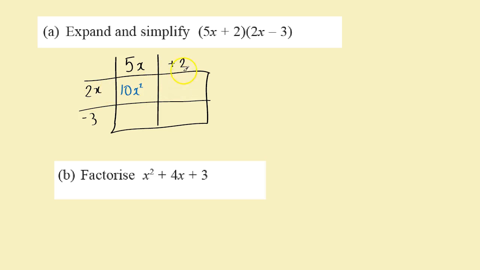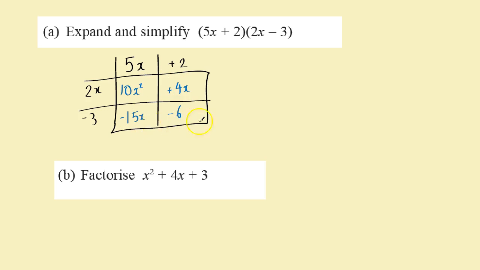We've got 2x times 2 is 4x, and I'm just going to make it really obvious that it's a positive by putting a plus in there. 5x times negative 3. Well, 5x times 3 is 15x, and we know a positive times a negative gives us a negative. So that's minus 15x. And then positive 2 times negative 3 is negative 6.